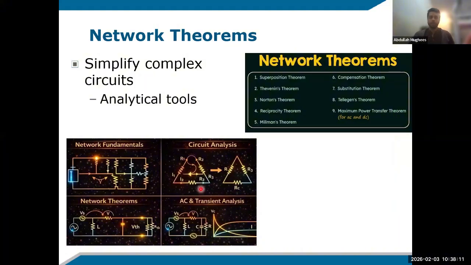Then we have these complex things called the network theorems. Basically, there are nine theorems. The first is the superposition theorem. Then we have Thevenin's theorem, Norton's theorem, the reciprocity theorem, Millman's theorem, the compensation, the substitution, the tellegen, and the maximum power transfer theorem. These are the nine theorems that basically govern the most complex circuits that we see in a lot of complex things.